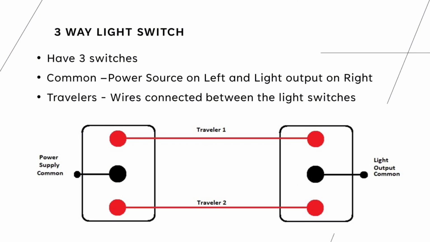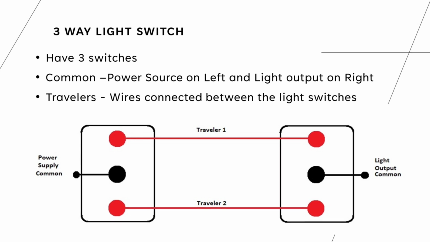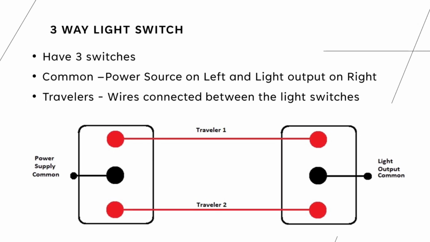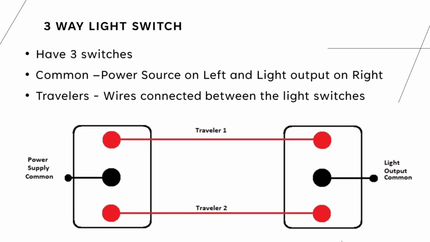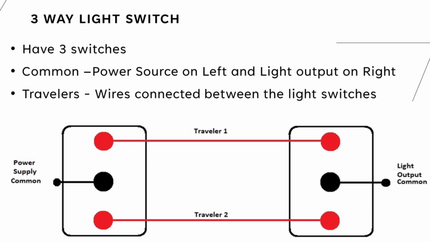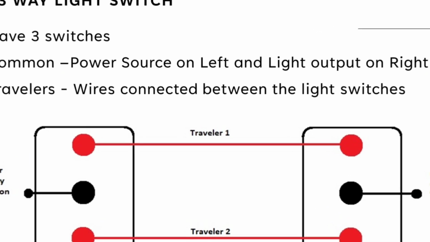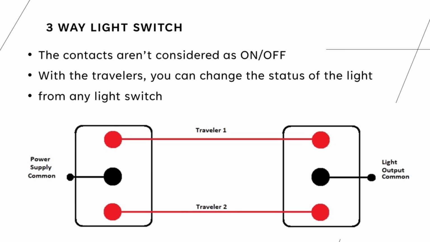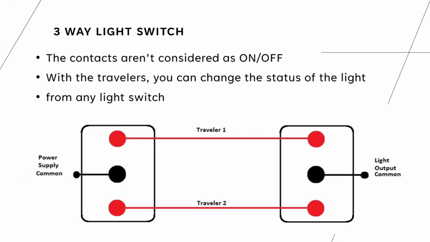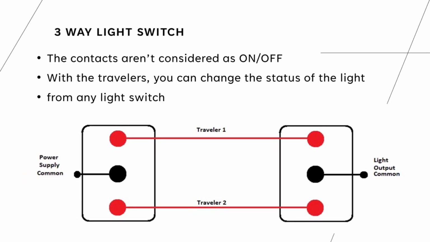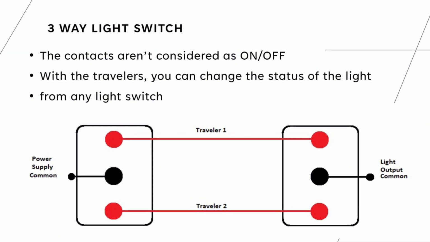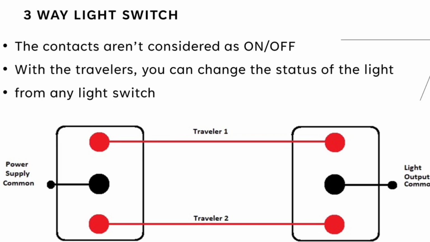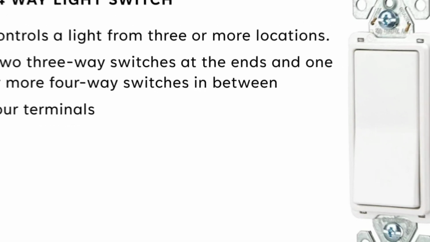The common terminal is connected to the power source or the light fixture, while the traveler terminals are connected to the other switch's traveler terminals. The light can be turned on or off from either switch, depending on the position of both switches. When you flip either switch, you change the path of electricity through the traveler wires, which in turn changes whether the light is on or off. This means that flipping one switch may not always result in the light turning on or off. It depends on the state of the other switch as well.